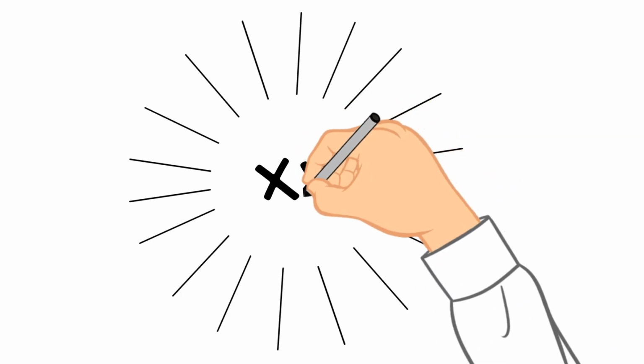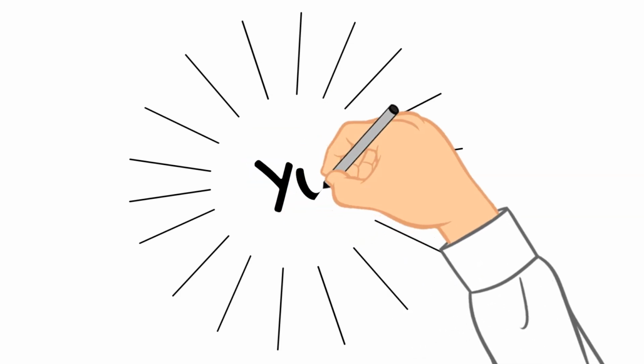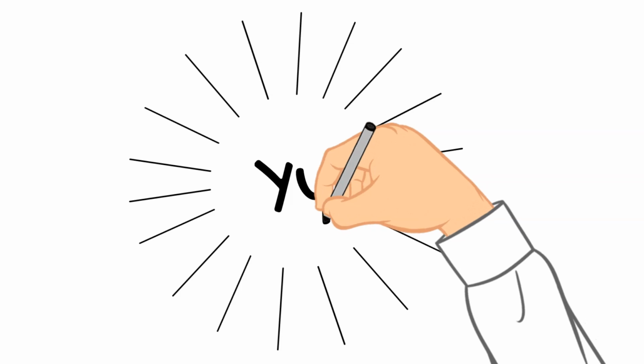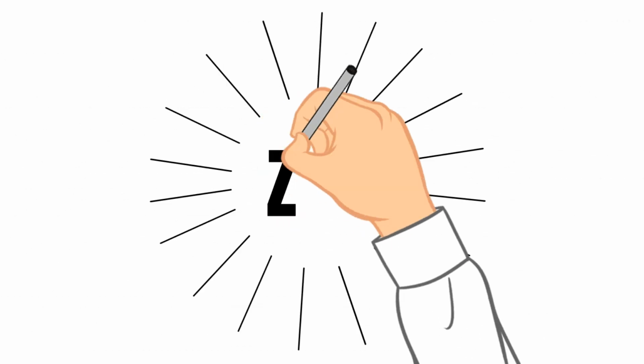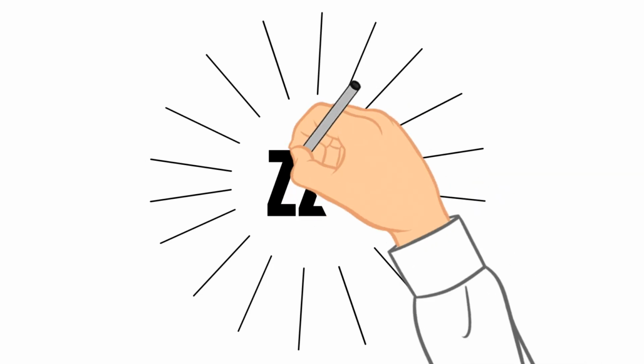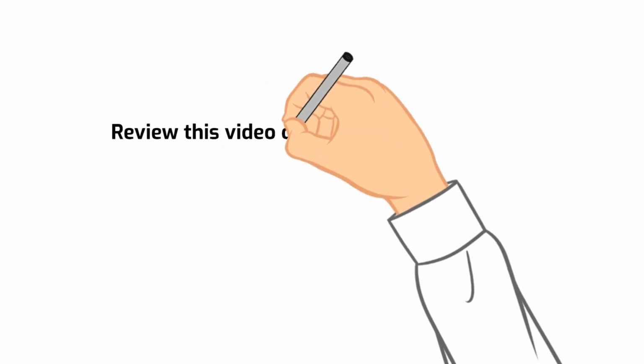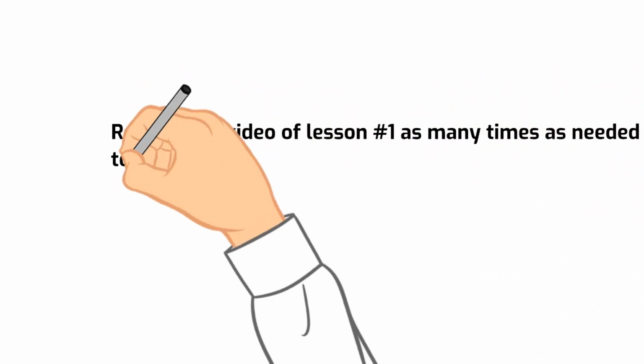X has the short sound of S. Y has the short sound of Y. Z has the long sound of Z and the short sound of Z.